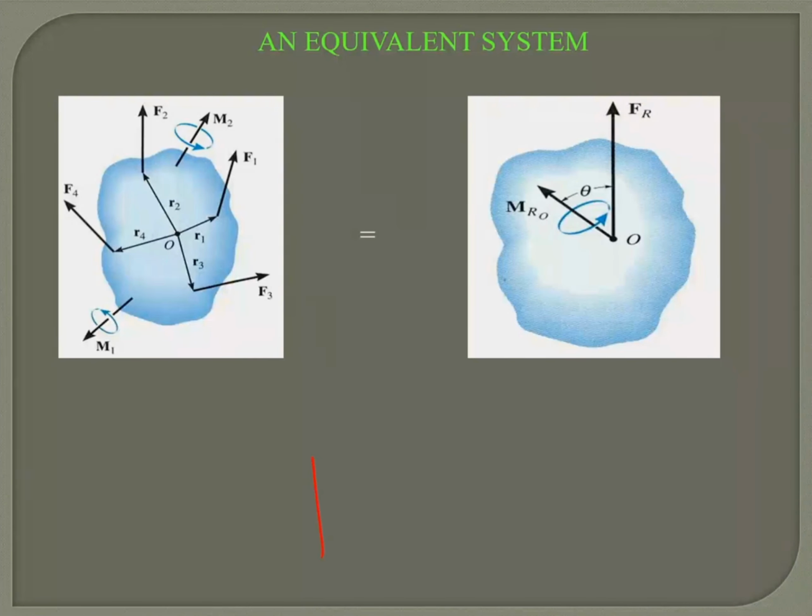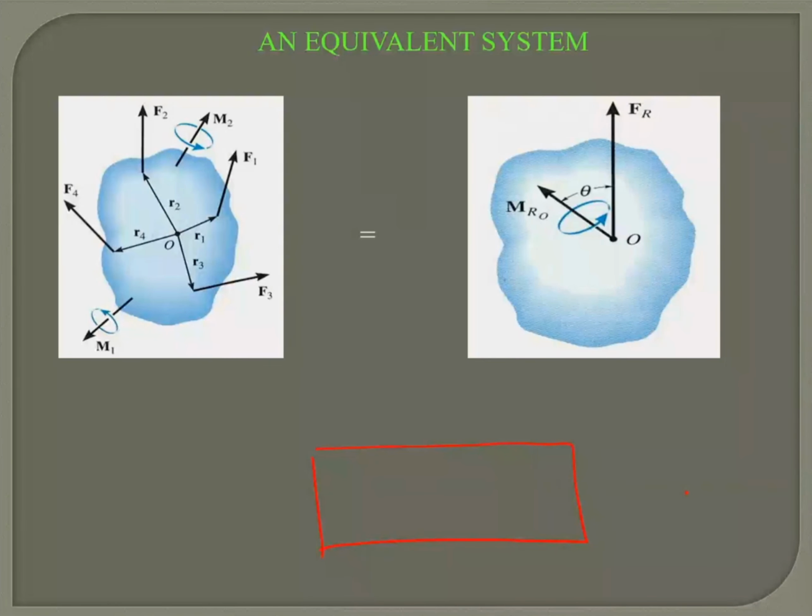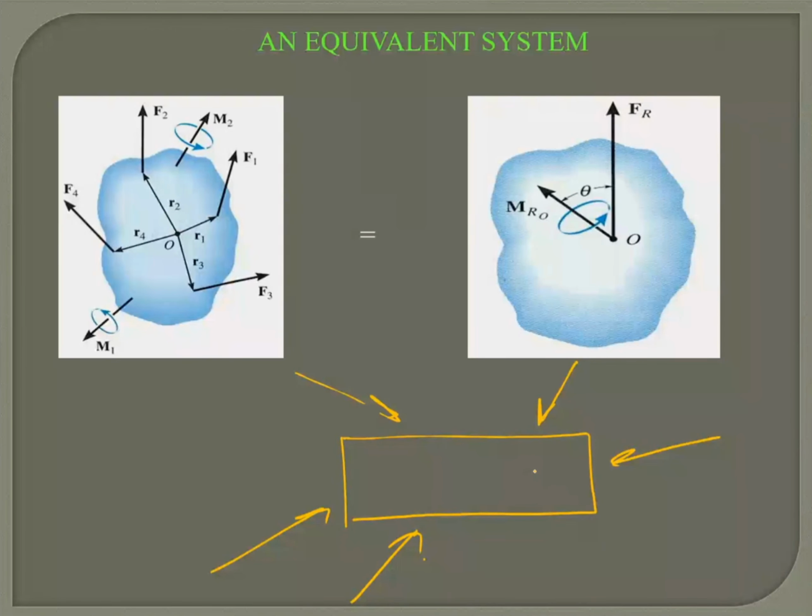So let me draw a diagram. That would be easy for me. Let me change the color. So it's saying that if you've got an object on which a number of forces are being applied, and there is a turning moment being applied at different places. Turning moment is a couple. It doesn't have any net force. The only thing it's got is the turning effect. Can we replace all this with only one resultant force and one couple moment?